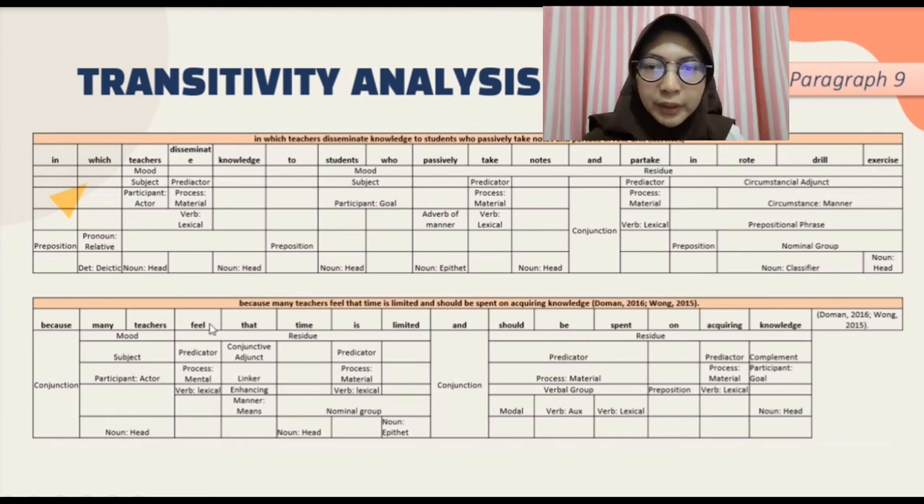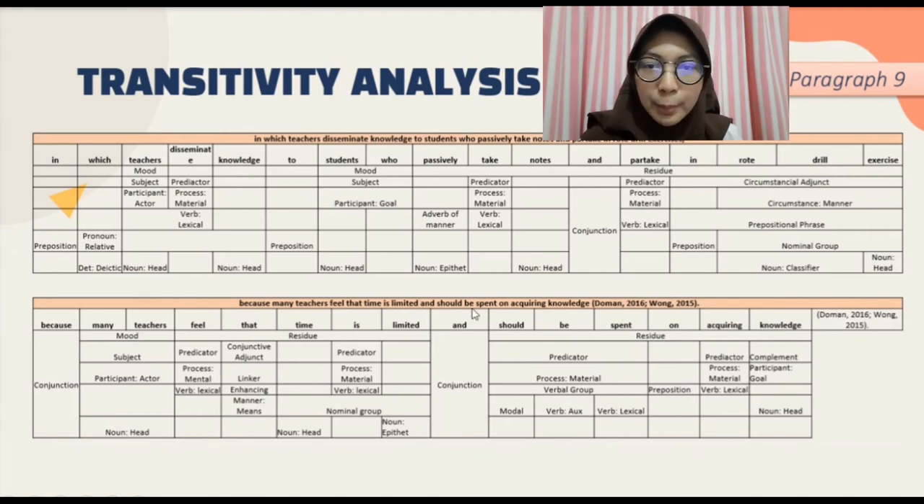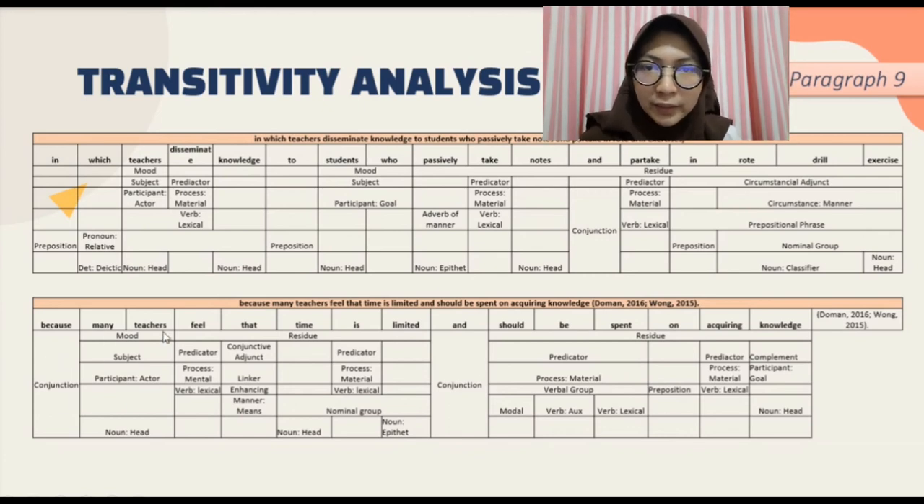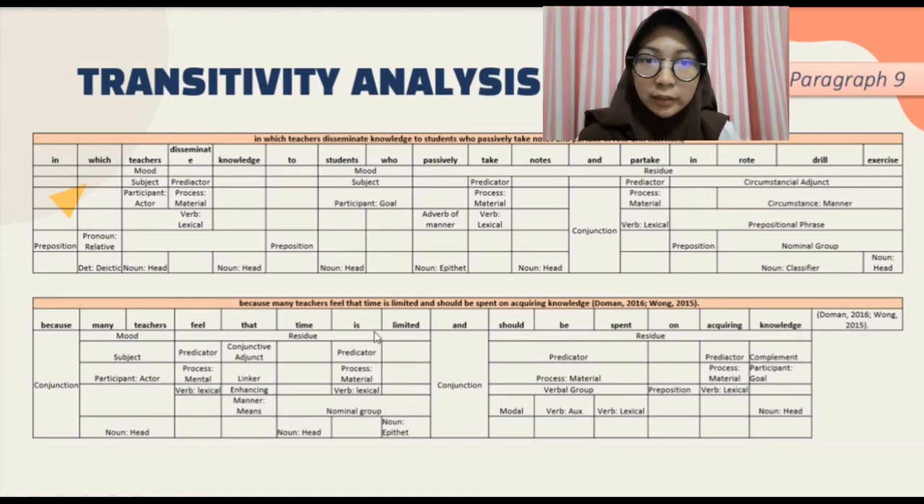We start from because. Because here as the conjunction. Many teachers as the mood, also the subject, and then it is the participant actor. Many teachers also the noun head. Next, feel that time is limited is residue. Feel as the predicator, also process mental, and then the verb is lexical.